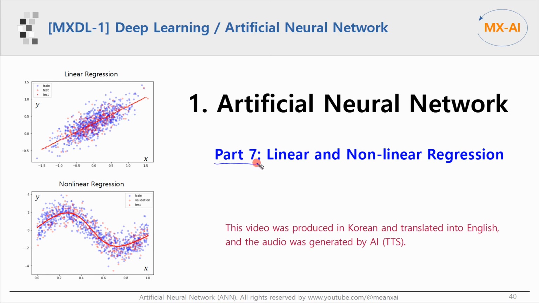This is part 7 of a series on artificial neural networks. In this video, we will look at linear and nonlinear regression.